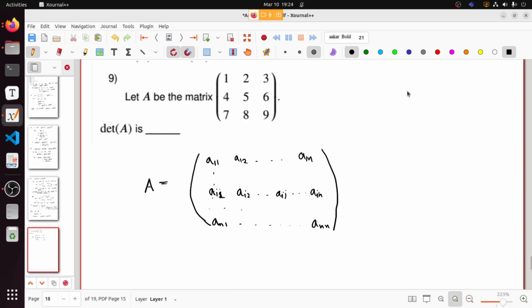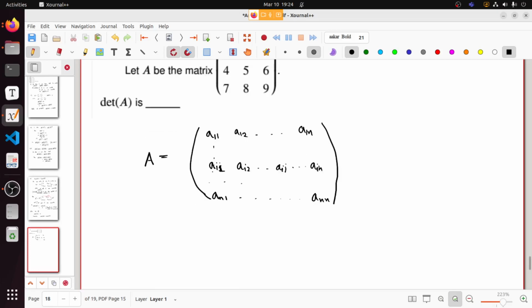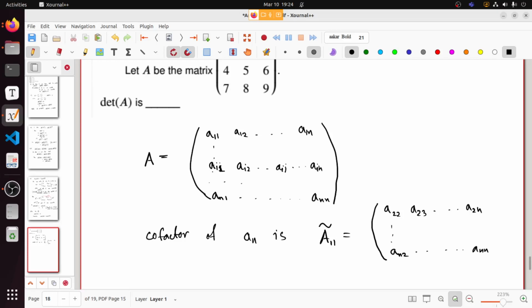What is the formula for the determinant? Corresponding to A11, let's denote the cofactor: delete the first row and first column. Whatever remains is called the cofactor. We denote the cofactor of A11 by A11 tilde. So from the matrix A you delete the first row and first column, and whatever remains is the cofactor, with entries A22, A23 up to A2n, down to An2 up to Ann. So this is an n minus 1 cross n minus 1 matrix, right?